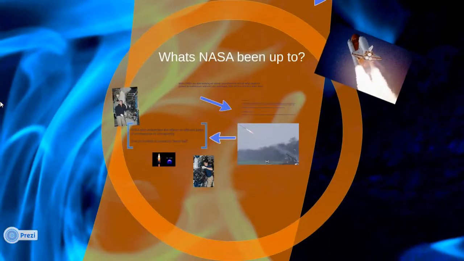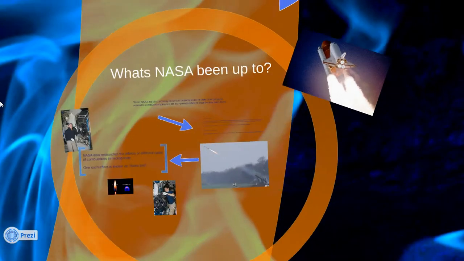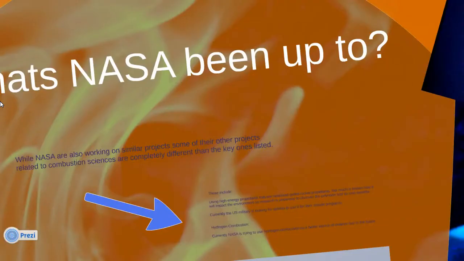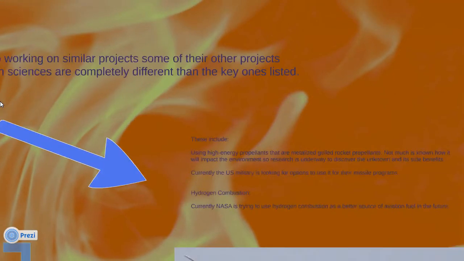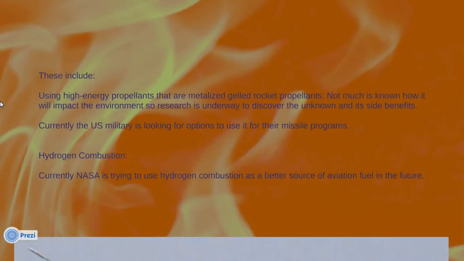NASA is also following the same methods as other combustion research, but their main focus is things like rockets, because of propulsion. They also have similar projects like other combustion science researchers, but some of them are really important. One of them is high energy propellants that are metallized gel rocket propellants. Not much is known about how they will impact the environment, so research is underway to find out all about it. The United States military is also looking at options to use it in their missile programs.